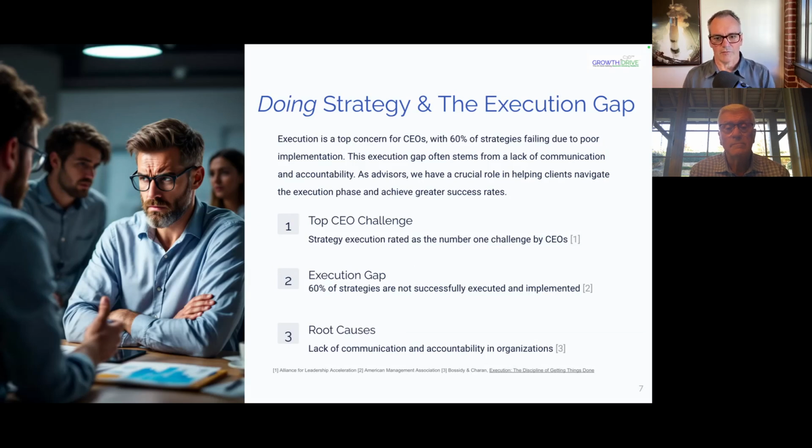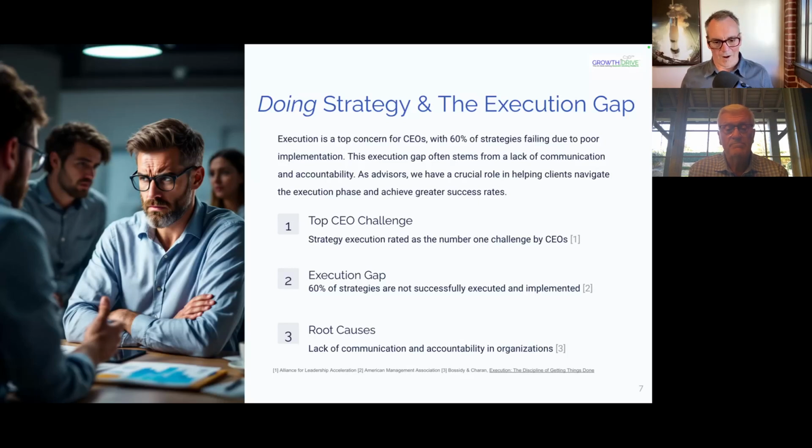So, doing strategy, right? Execution is a top concern for CEOs, with 6% of strategies failing due to poor implementation. And it's almost a running joke among advisors and consultants that we work really hard on creating a plan and it goes up on the shelf and gathers dust. I know you've seen that, Ed, throughout your career. Strategy execution is rated as the number one challenge by CEOs. It is. Biggest thing is they don't want to take it down once they've finished it, because they think they've now arrived because it's completed. Yeah. And talking about change is a heck of a lot easier than changing, right?